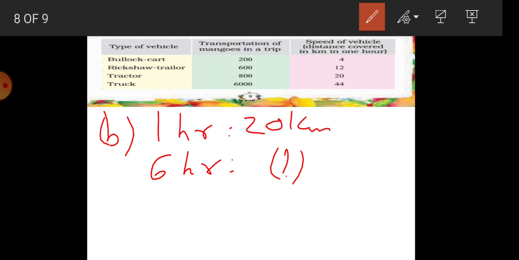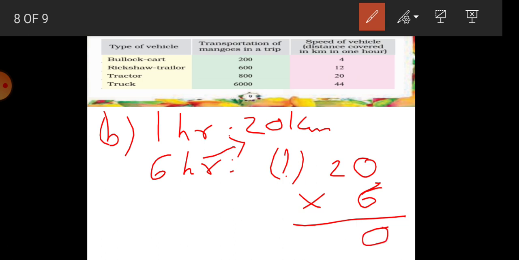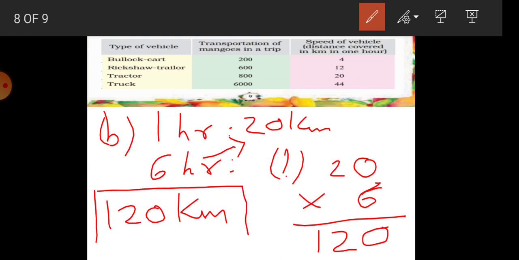Now we have to multiply this, 6 multiply by 20, or 20 multiply by 6. So 20 multiply by 6. Six zeros are 0 and 6 twos are 12. So a tractor can cover 120 kilometers in 6 hours. So the answer is 120 kilometers.